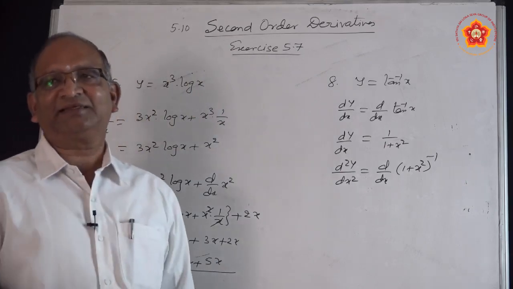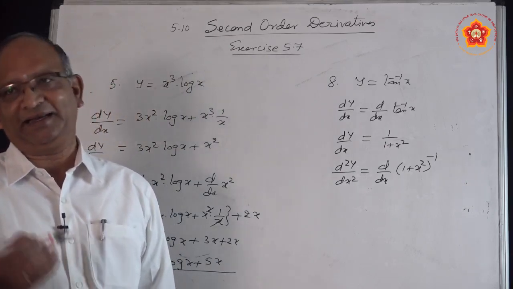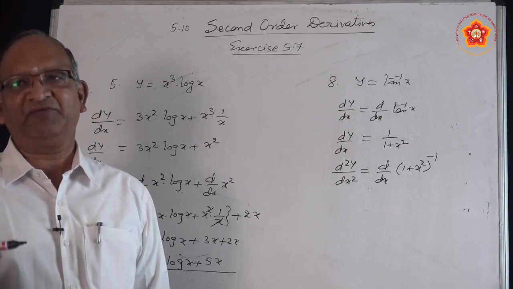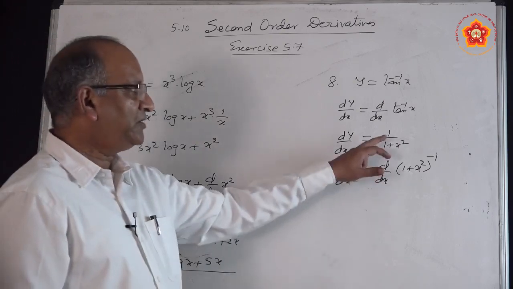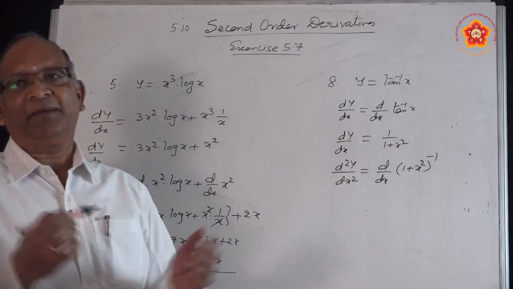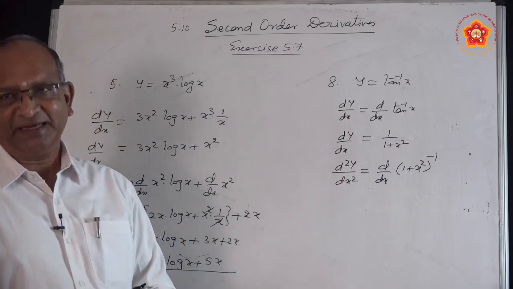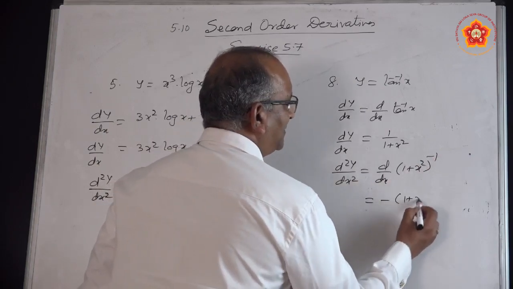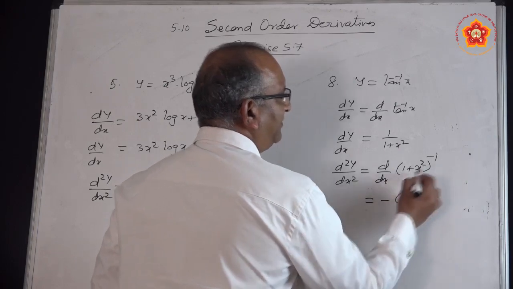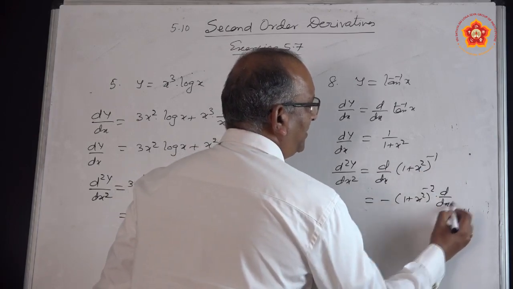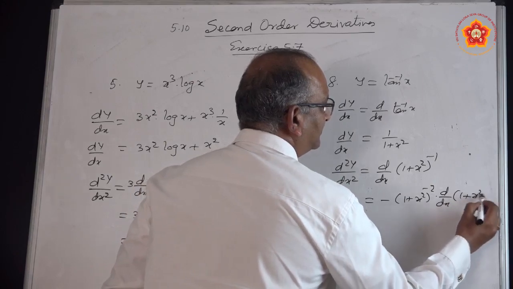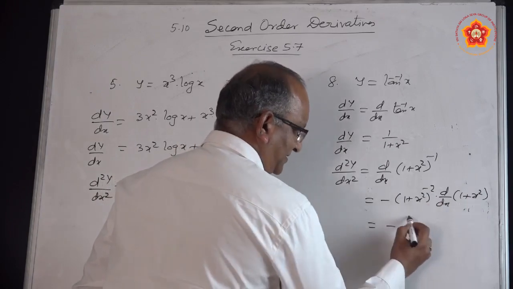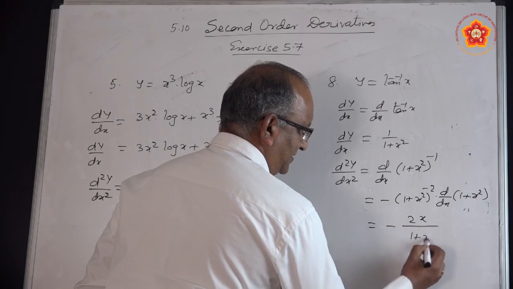Why? Because 1 plus x square is in the denominator. If you want to do it directly, you have to use the u by v formula, which is u dash v minus u v dash by v square, or you can take it to the numerator. 1 plus x square, the power is 1. When you take it to the numerator, it will become minus 1, and then use the function of a function formula. So you will get minus 1 plus x square to the power minus 2. Derivative of 1 plus x square is going to be 2x. So this can be written in the denominator, and derivative of 1 plus x square is 2x, and this is the answer.